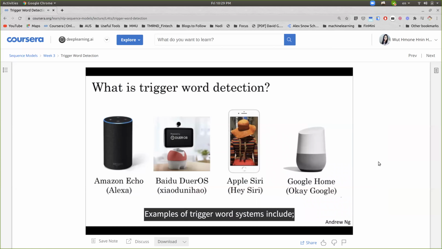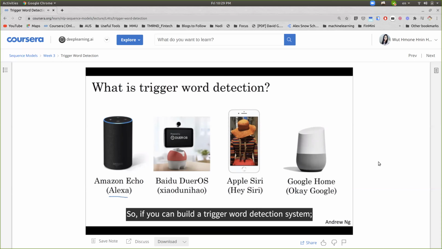Examples of trigger word systems include Amazon Echo, which is woken up with the word Alexa, the Baidu DuerOS Pod devices woken up with the phrase Xiaodu Ni Hao, Apple Siri woken up with Hey Siri, and Google Home woken up with OK Google. So it's thanks to trigger word detection that if you have, say, an Amazon Echo in your living room, you can walk to your living room and just say, Alexa, what time is it? And have it wake up or be triggered by the word Alexa and answer your voice query.